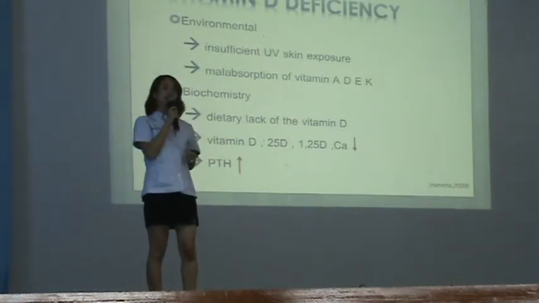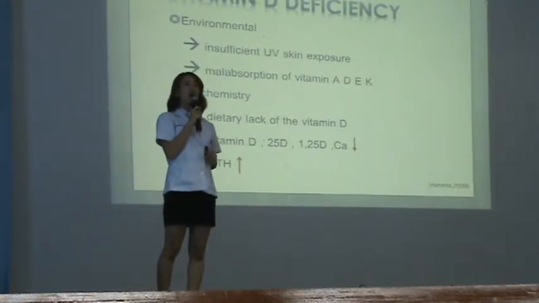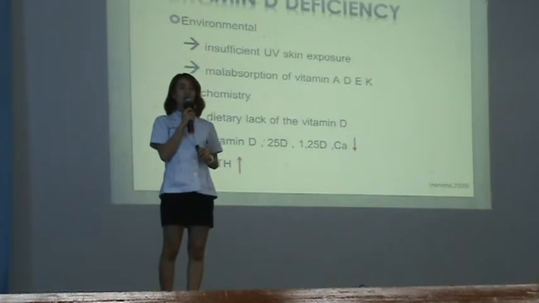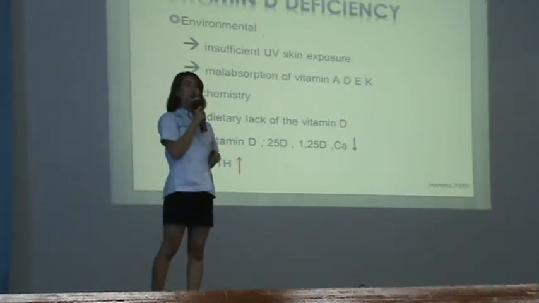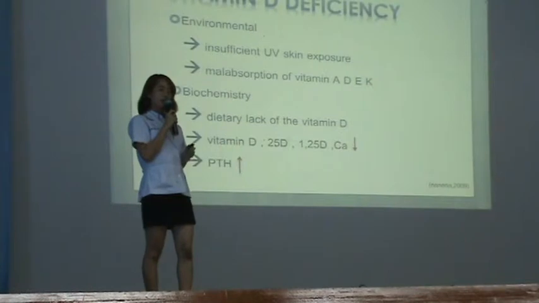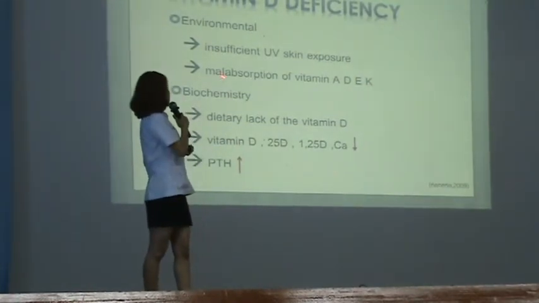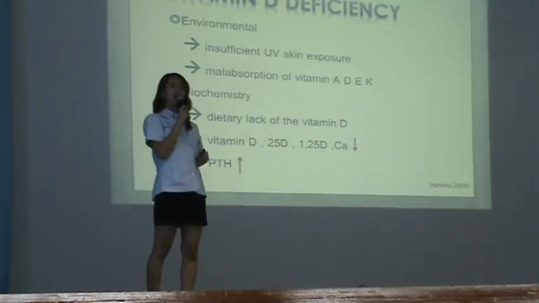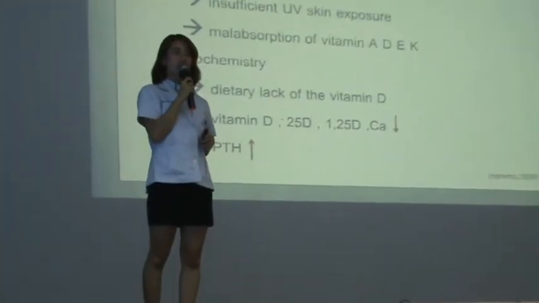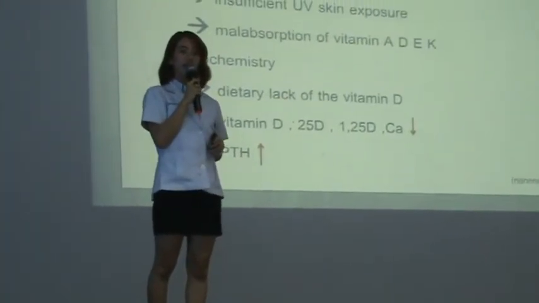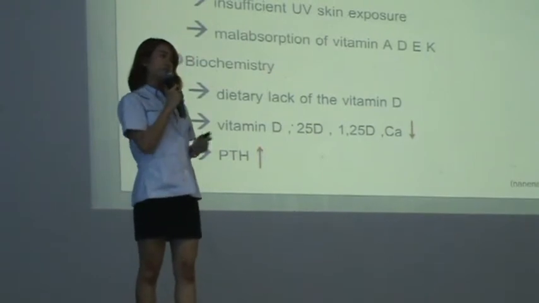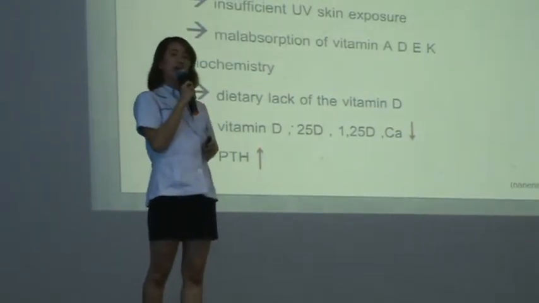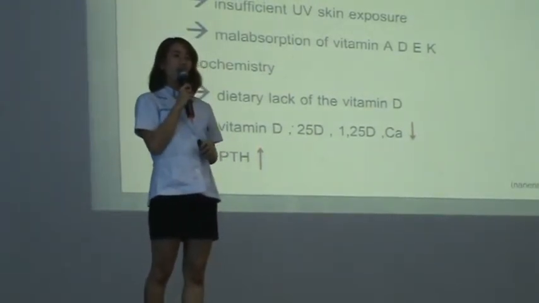Vitamin D deficiency is the main factor of metabolic bone disease. It occurs in two ways. The first way is environmental, such as insufficient UV skin exposure and malabsorption of vitamins A, D, E, K. The second way is biochemical, meaning a dietary lack of vitamin D.